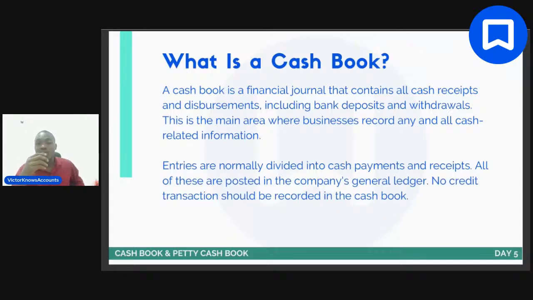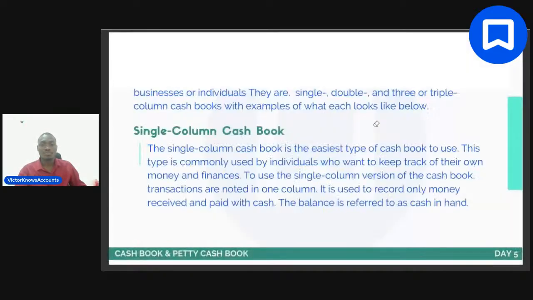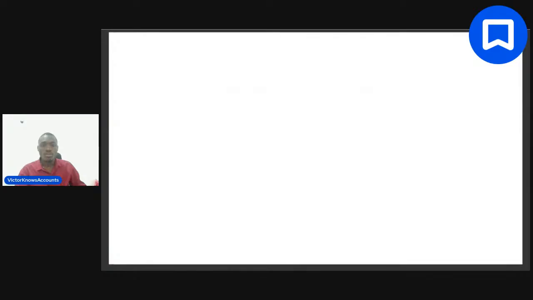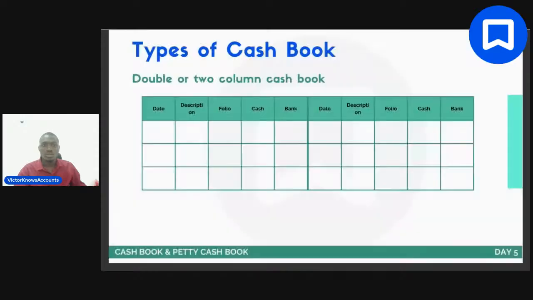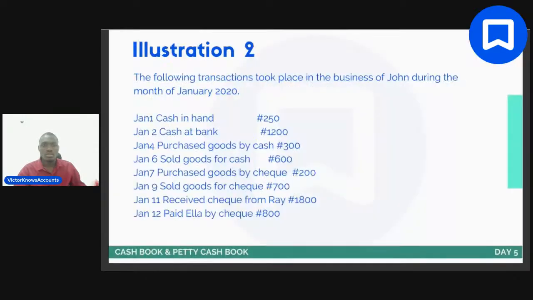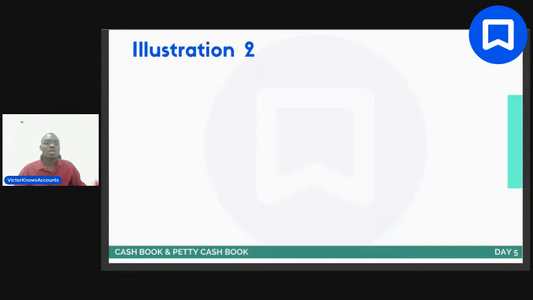a financial journal that contains all cash receipts and disbursements, including bank deposits and withdrawals. It is the main area where businesses record any and all cash related information. Entries are normally divided into cash payments and receipts. All of these are posted in the company's general ledger, and no credit transaction should be treated in your cash book. Is that taken?